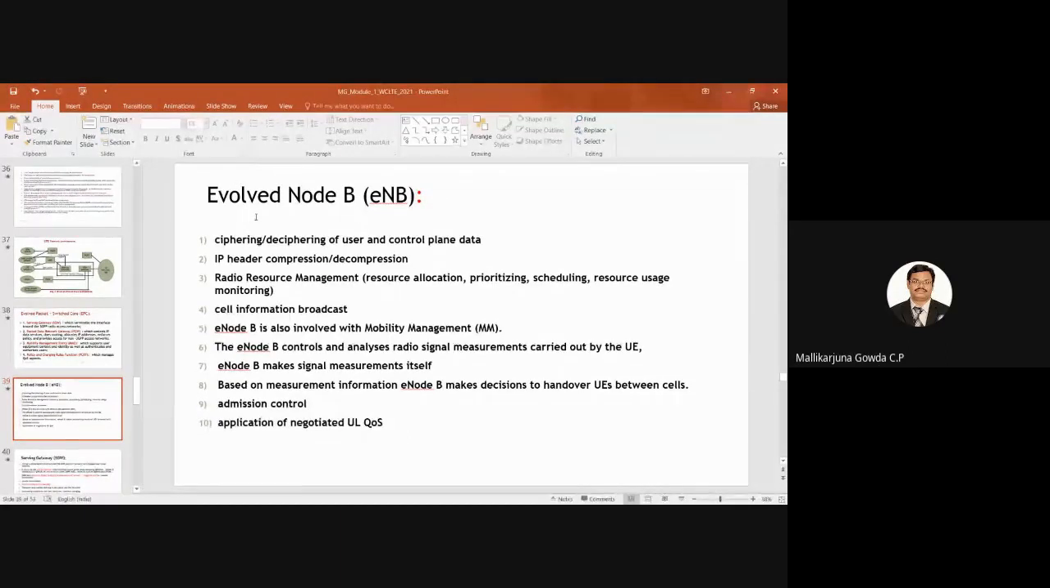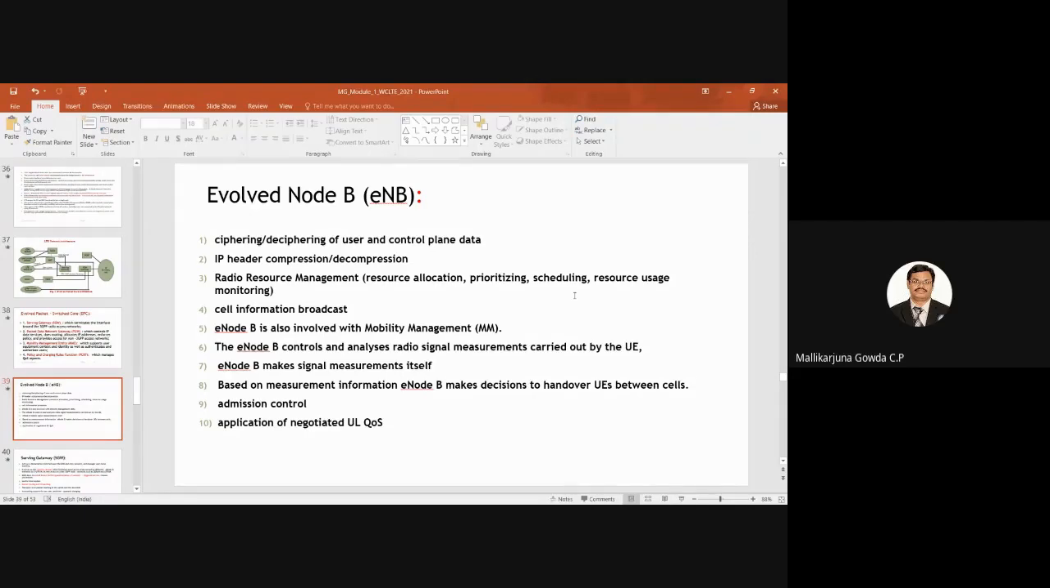So the function of E node B is what? It does ciphering, deciphering of user as well as control plane data. It does IP header compression and decompression. Okay. Then it does the radio resource management, RRM in short. It does the resource allocation, prioritizing, scheduling, and resource usage monitoring. All these things will be done by E node B only.